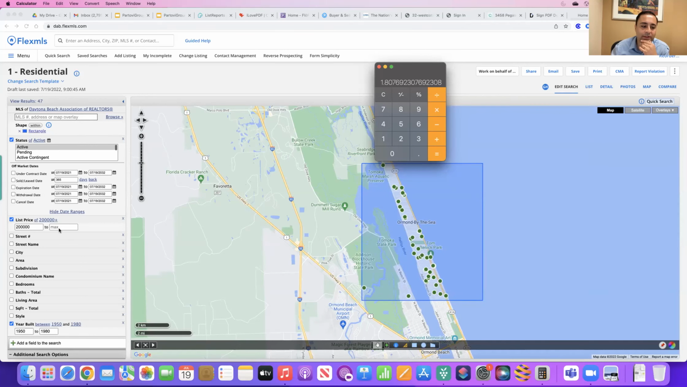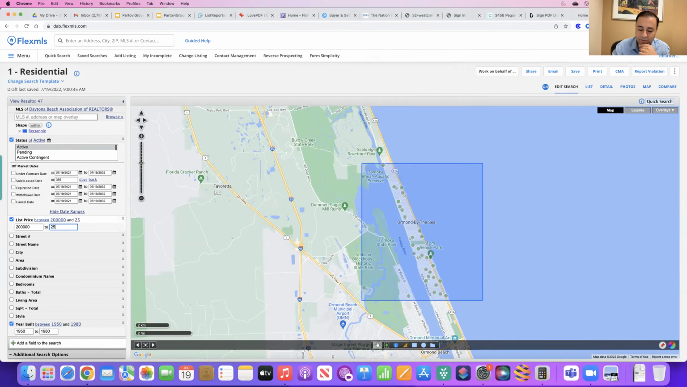And if you really wanted to get down to the details, let's say between 200 and 250,000, it'll give you a more accurate one. So yes, you're definitely right, Robert. There are condos there. There are multi-million-dollar homes on the river and on the ocean. And then you've got your older homes in the middle of that area.